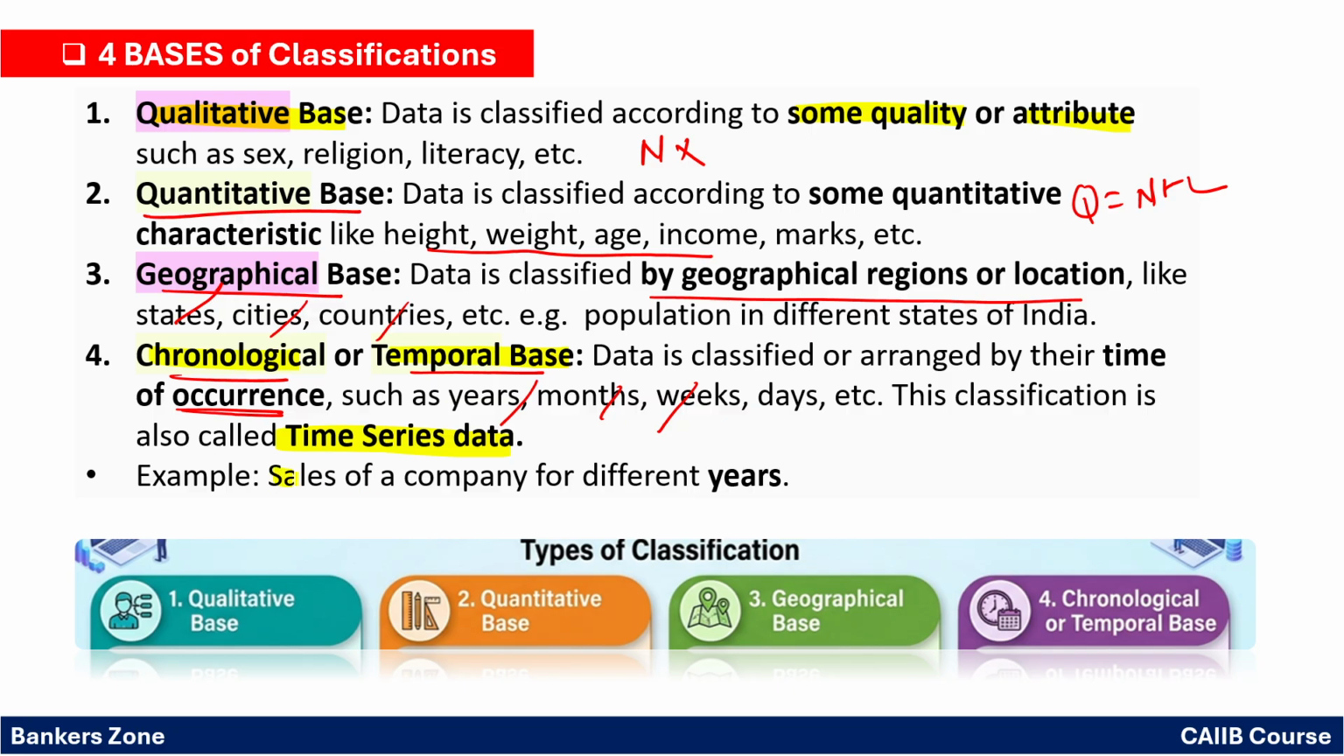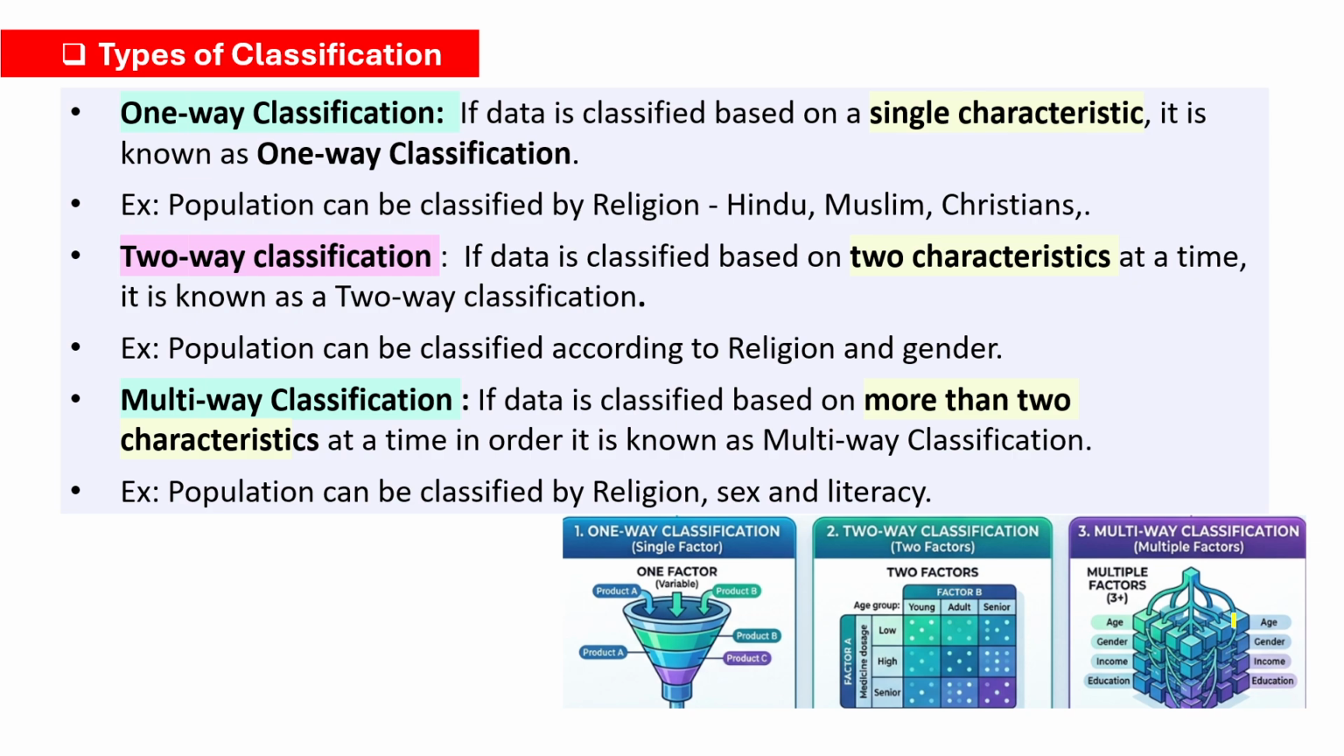The chronological or temporal base is also called time series data. For example, what is the sale of the State Bank of India, what is the sale of a company in 1 year, 2 years, like that. Very easy, right? So we have already learned there are four bases: qualitative, quantitative, geographical, and chronological or temporal. Next, types of classification. What is one-way classification? It means we classify the data based on one characteristic only, one filter. Two-way means we classify the data based on two characteristics, a two-way filter. And multi-way means we classify the data based on more than two filters.